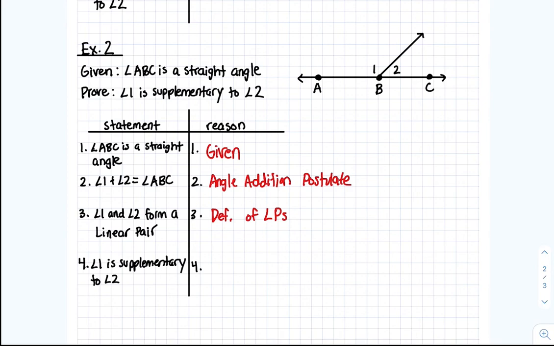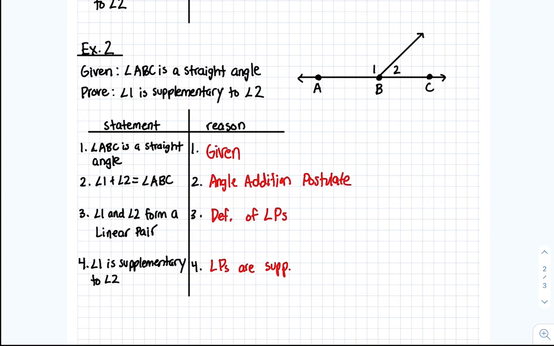Number 4, angle 1 is supplementary to angle 2. Well, you guys, if we know it's a linear pair, then we know, oh, linear pairs are supplementary. So this is just linear pairs are supplementary. So that's the end of the video.